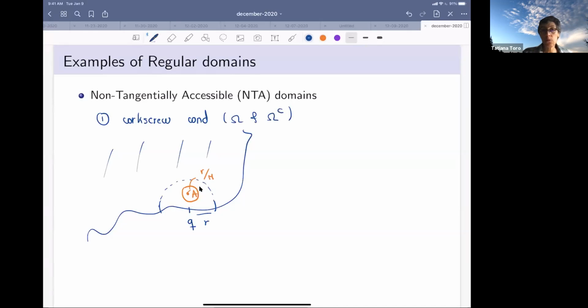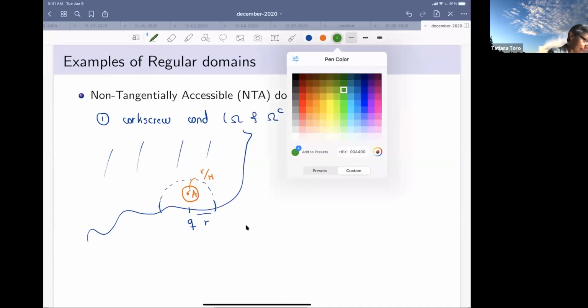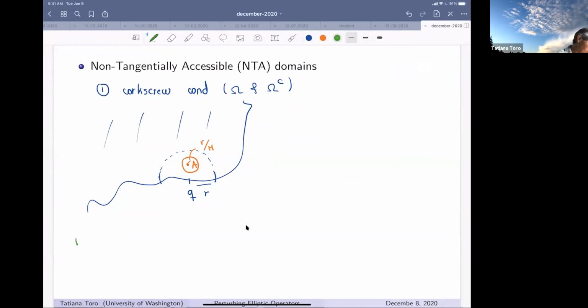It happens inside, it happens outside. In green, you will see things that do not satisfy this property. One of the things we're trying to avoid is a cusp. At this point here, you don't have a corkscrew because the size of a ball here will be way smaller when the radius is small. And then it also satisfies the Harnack chain condition.